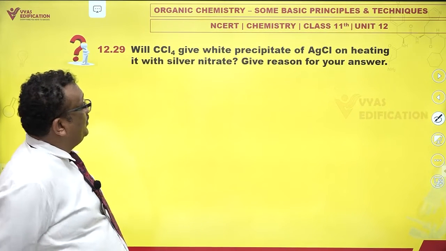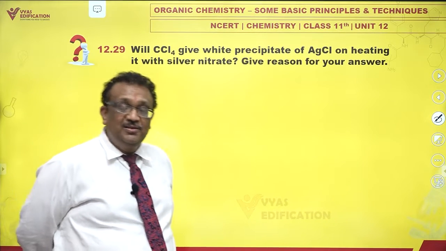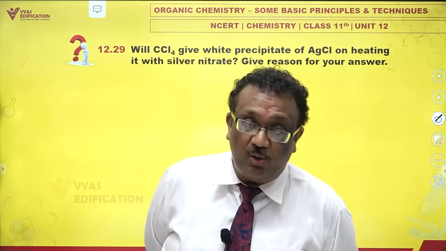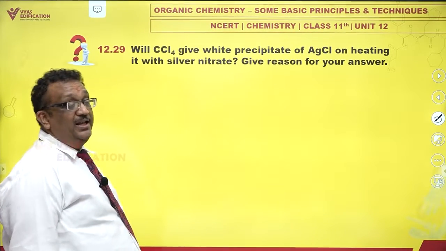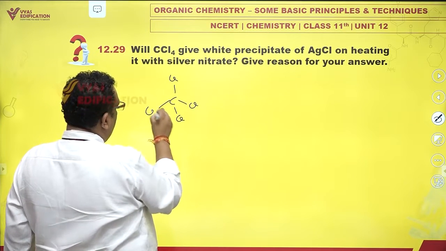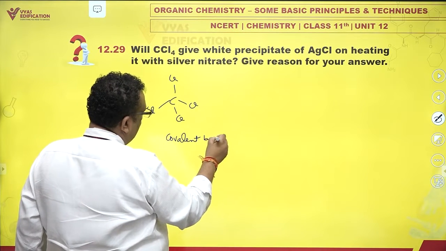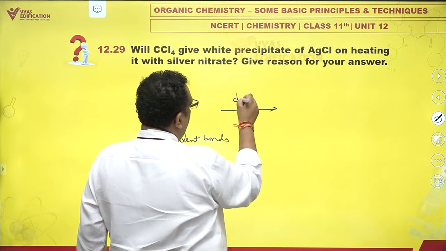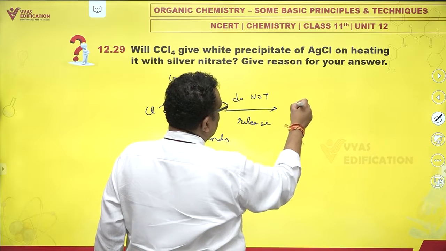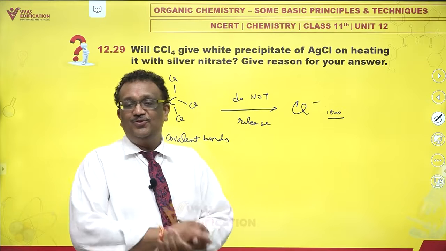Will CCl4 give white precipitate of AgCl with AgNO3? No. Why? Simply because the white precipitate of AgCl is obtained on adding silver nitrate only with ionic chlorides. CCl4 has pure covalent bonds. They do not release Cl minus ions. And since they don't release Cl minus ions, nothing of that sort happens.